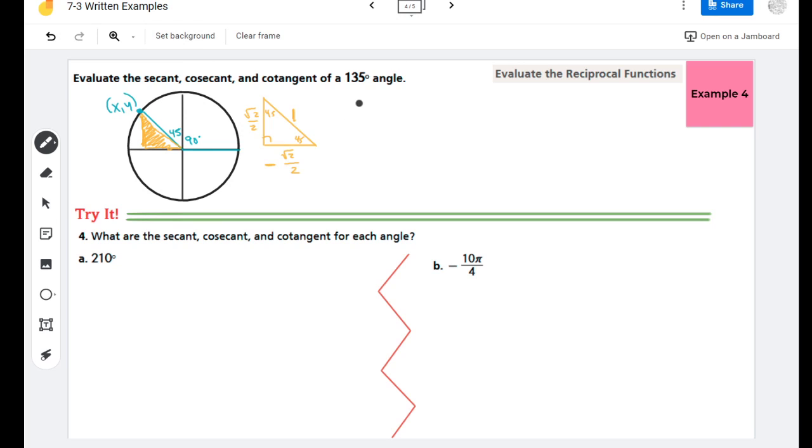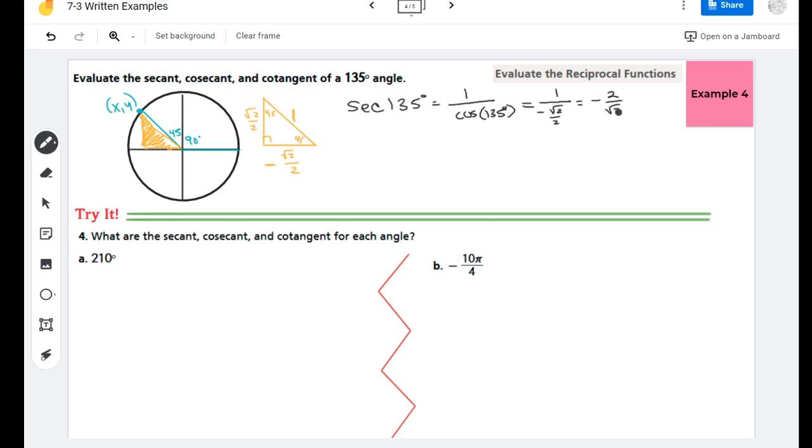Alrighty. So now the secant of this angle measurement is equal to 1 divided by my cosine of this angle measurement. So what that means is I need to take my cosine, which is my x value, and flip it on its head. So this is the same thing as 1 over negative root 2 over 2. Or the way that I think about it is it's the same as negative 2 over root 2.